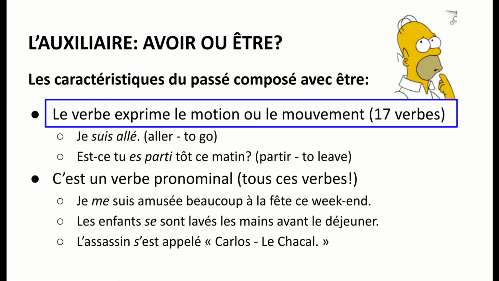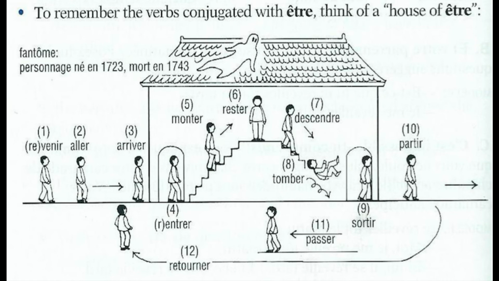La bonne nouvelle est qu'il y a seulement 17 verbes. Okay, so there's only 17 verbs that you're going to have to worry about with this. All right, so just to lay it all out there again, there are a couple of different ways to remember which verbs take être in the past tense.